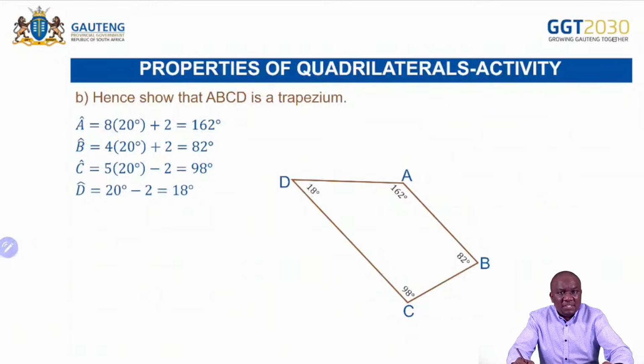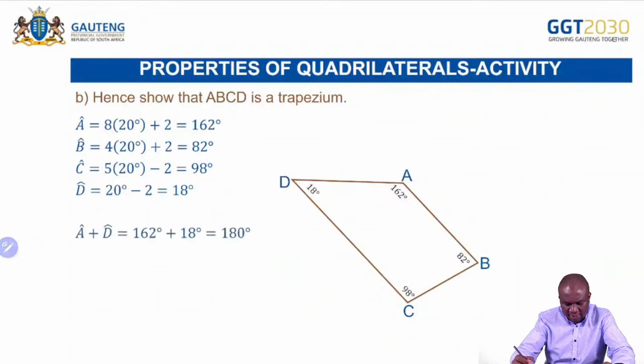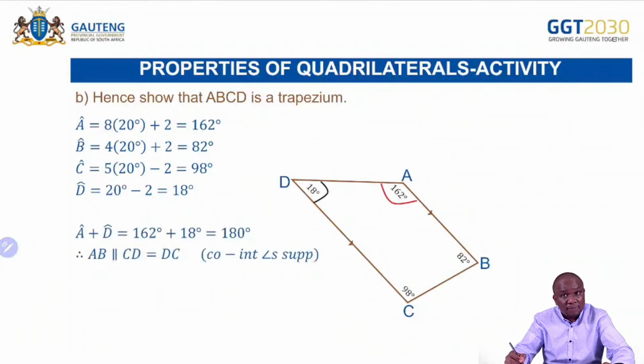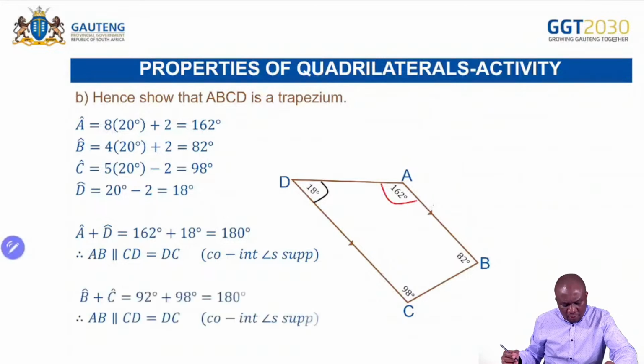Now, is ABCD a trapezium? Let's check. If you check angle A and angle D, if you add these two angles, we get 180 degrees. These two angles are actually co-interior angles. They are supplementary. So it means AB is parallel to DC. Even if you use B and C, we can add B and C, still we're going to get 180. And these are co-interior angles. That means AB is parallel to DC because the co-interior angles are supplementary.